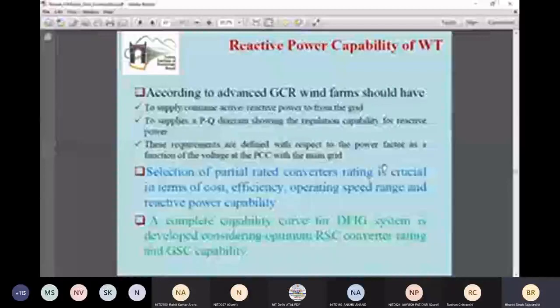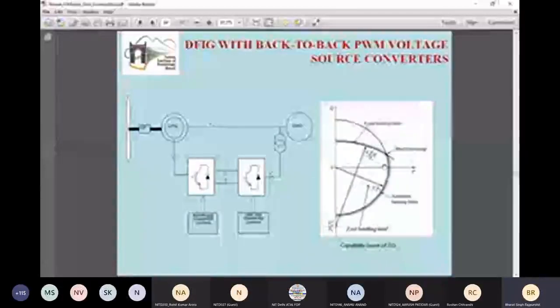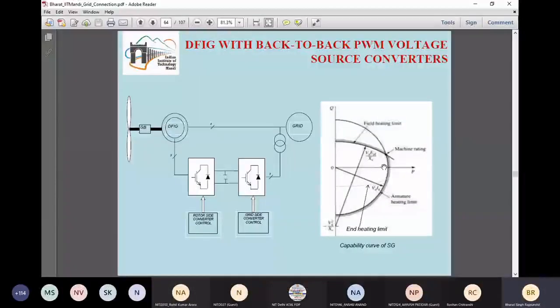For the doubly-fed induction generator, we have seen that back-to-back converters are there, and by utilizing these two converters, the doubly-fed induction generator is able to produce reactive power as well as absorb reactive power. So that's why a capability curve is possible for this overall scheme, by which the operating point of the whole scheme can be commented upon.